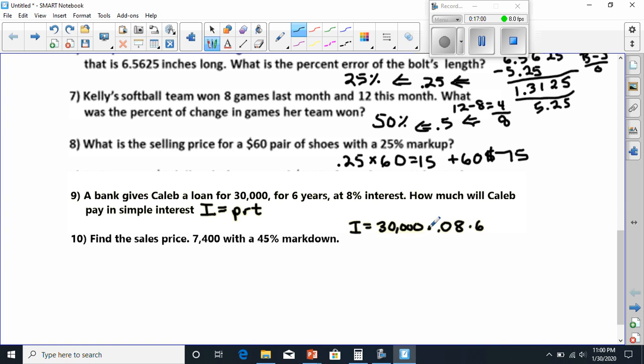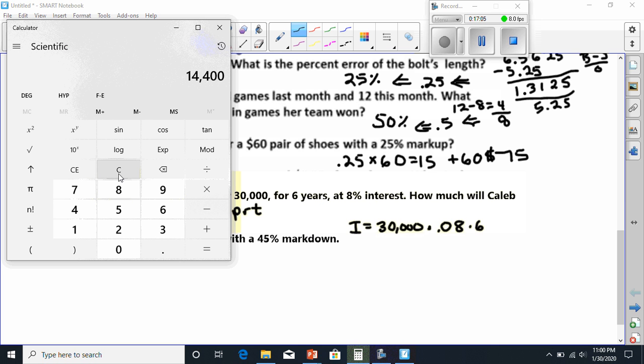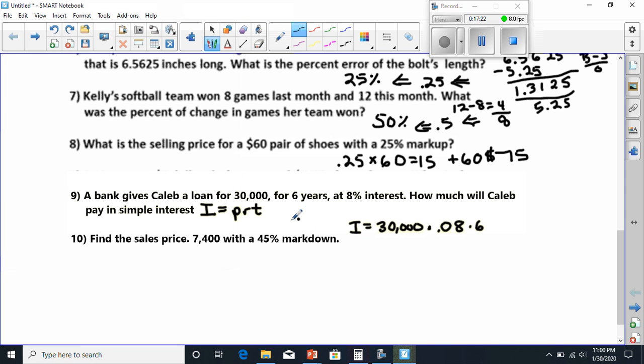okay? And now, to do this, we have to multiply these three numbers together. If we do that, we're going to take 30,000, multiply it to 0.08, and then multiply it to 6. That's going to give us 14,400. So the interest is going to equal 14,400. Let's make double sure of that. Yep, 14,400. That will be the interest that we must pay. All right, or that Caleb would pay.